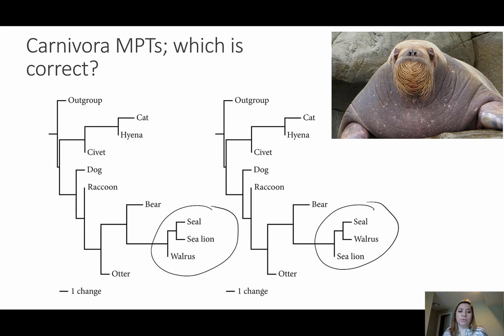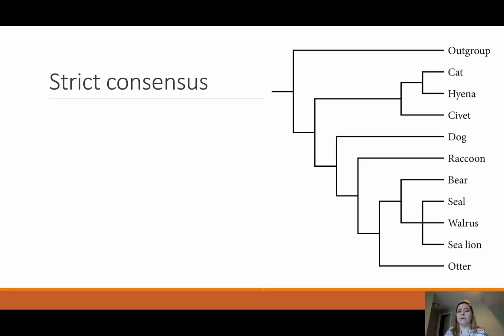And so typically what we do is we can build a strict consensus. This is typically what we do with parsimony analyses. Other than those three taxa, we know pretty well the relationships between the other carnivores. And one thing that I want you all to pay attention to, and this always blows my mind, is take a look at the closest relative of a cat.